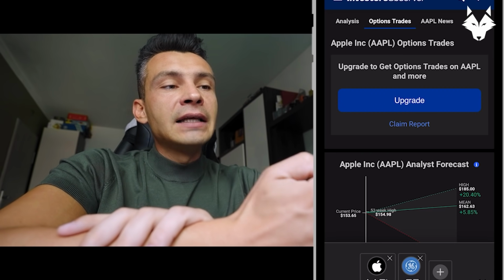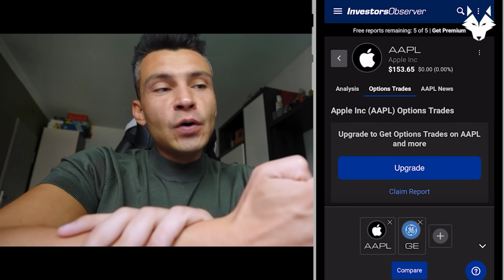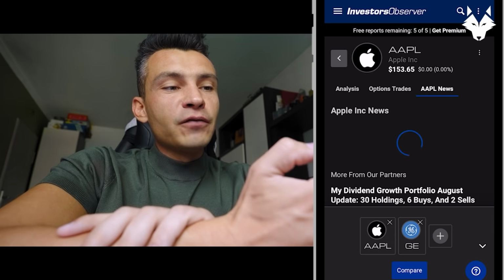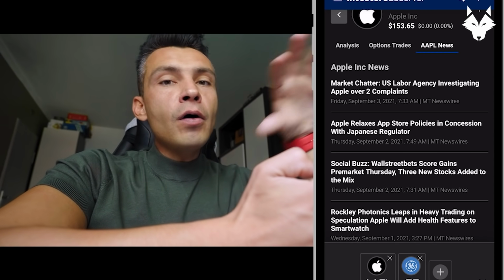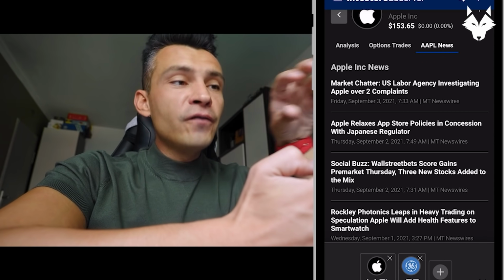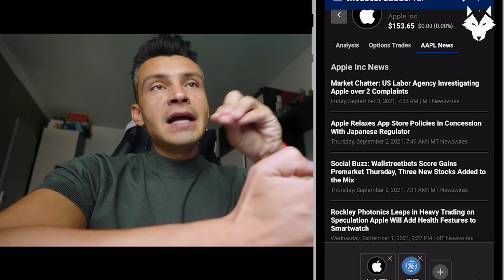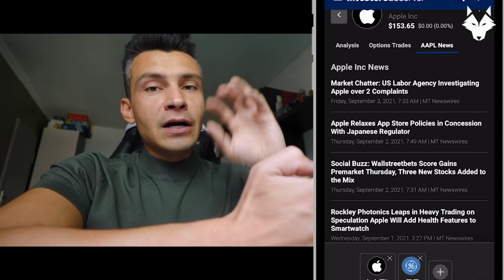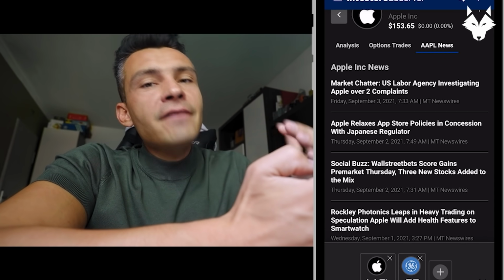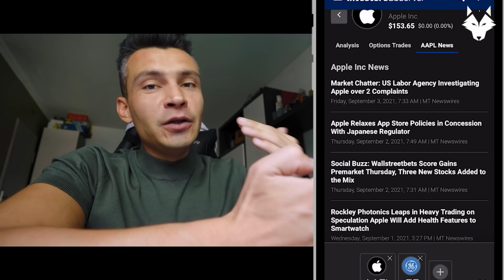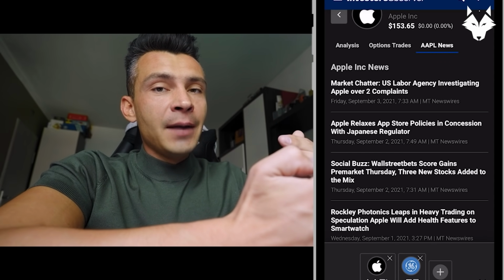I really recommend that. You also have many other functions, like company news all together. You can even link all your different brokerage accounts with Investors Observer, because then you see all of the data for your stocks, which is absolutely brilliant. I haven't seen such a great tool for a very long time.